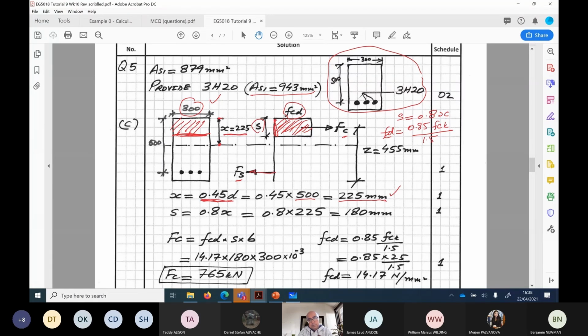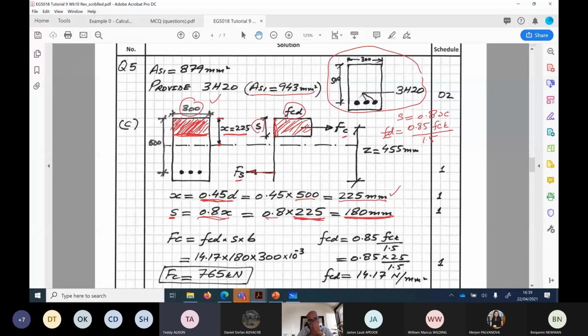Now once you have got these values, then you find out value of S, where S is the depth of the concrete block. So depth of concrete block is normally 80% of X. So 0.8 times X is determined earlier, which is 225. S comes out to be 180 millimeter. Any question up to this point?